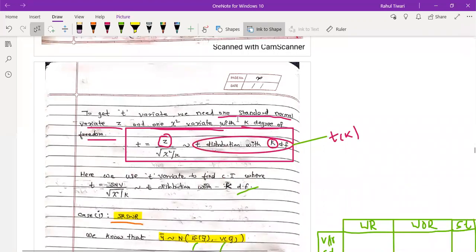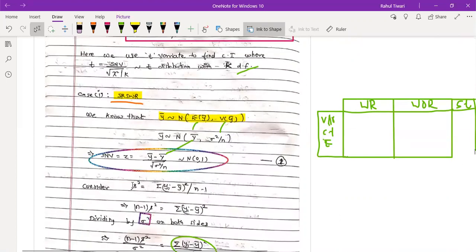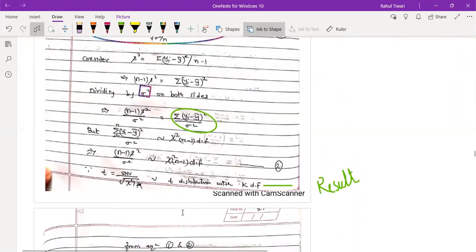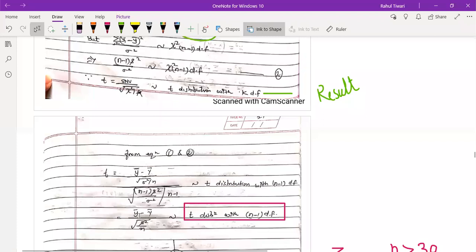To get t variates, we need one standard normal variate and one chi-square with k degrees of freedom. If you take the ratio of that, it follows t with k degrees of freedom, and then you can write the result. This whole derivation is going to be the same because this is a standard normal variate, and you make a little bit of adjustment. Consider this s square and divide by sigma square on both sides, and we know this follows chi-square, according to the result of t: SNV upon chi-square with n minus 1 degrees of freedom. So just write this result, and based on this you'll get the final expression.